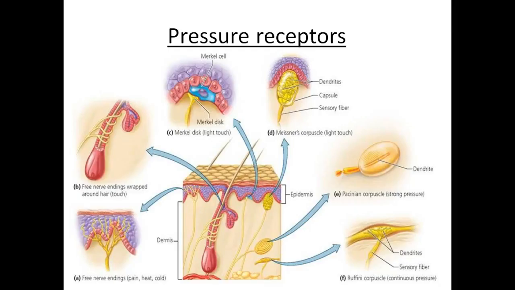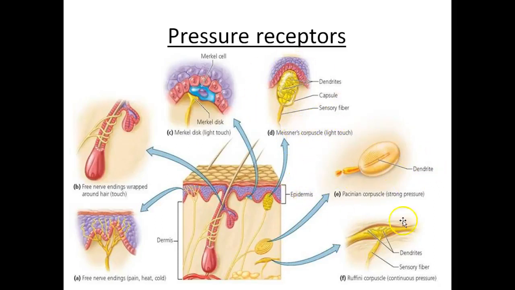So we've got pressure receptors. We've got different types of pressure receptors. You've got ones here, free nerve endings, to sense pain, heat and cold. Then you've got ones that are wrapped around, such as for hair and touch. Then you've got the Merkel discs. They respond to light touch. And then Meissner's corpuscles, which also respond to light touch.